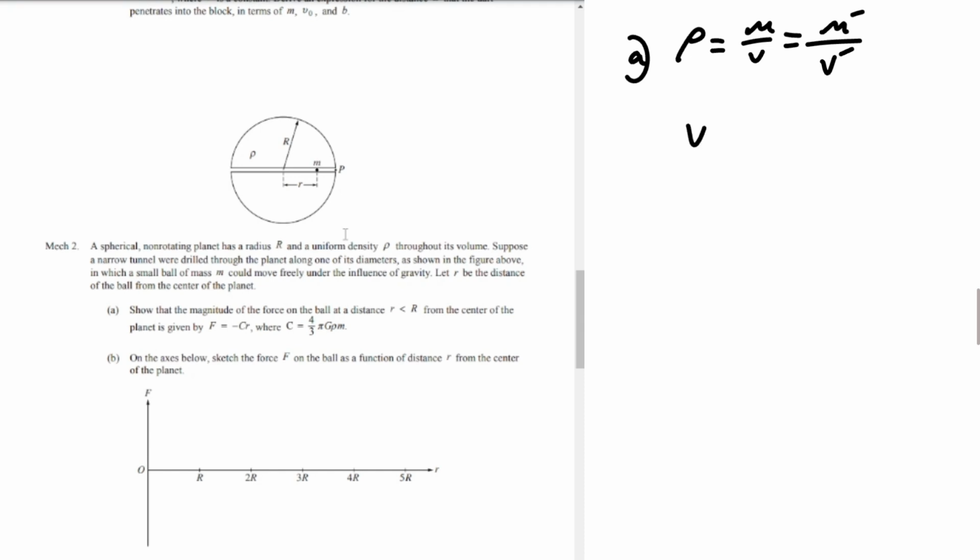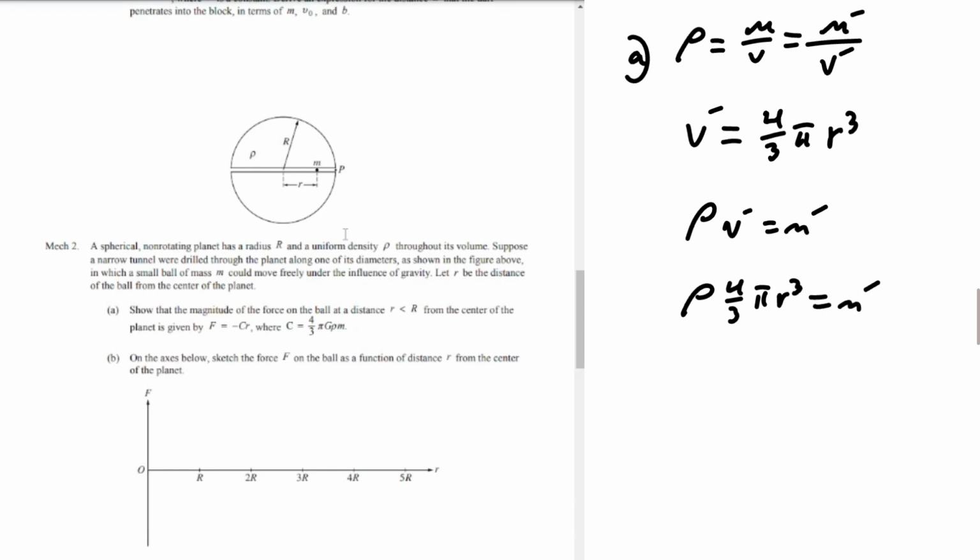So what is volume prime? Well, volume prime is the volume of that little radius that we need. I'll draw it again. Little r, big R was out here. We want little r. We want this little volume in order to find the ratio of the masses, in order to find m prime. So that's going to be 4/3 pi little r cubed, right? Not big R. So now knowing that rho equals mass prime over volume prime, that means rho times volume prime equals mass prime, right? So that's going to be rho 4/3 pi r cubed equals mass prime.